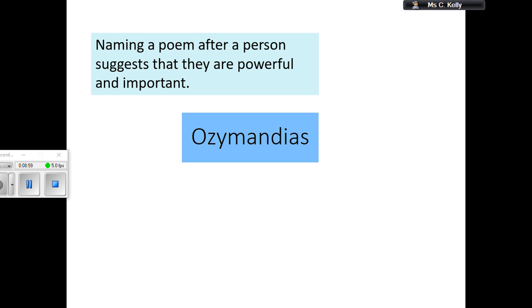So naming a poem after one person suggests that they are powerful and important. There's no other part to this name. It's just the person's name, so it gives you an idea of how important Ozymandias was.